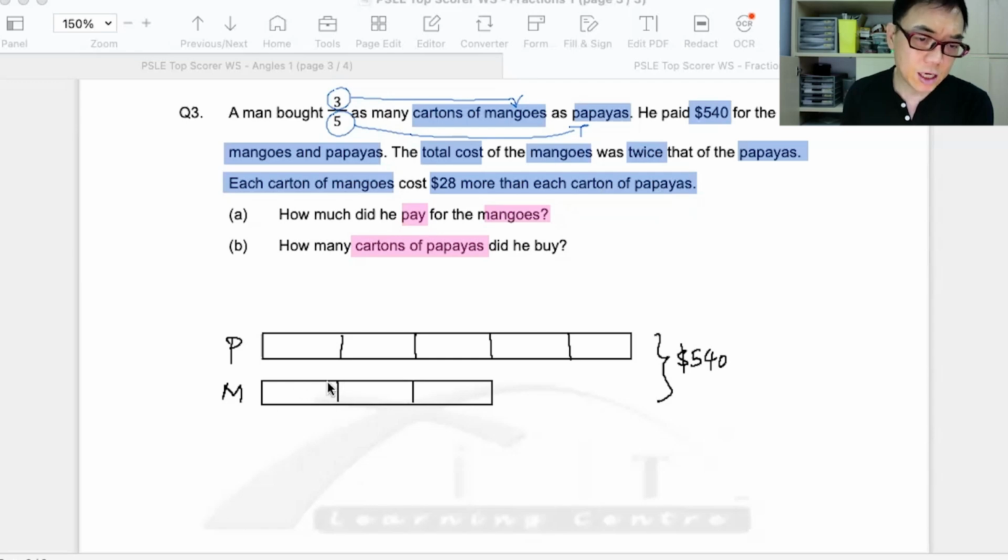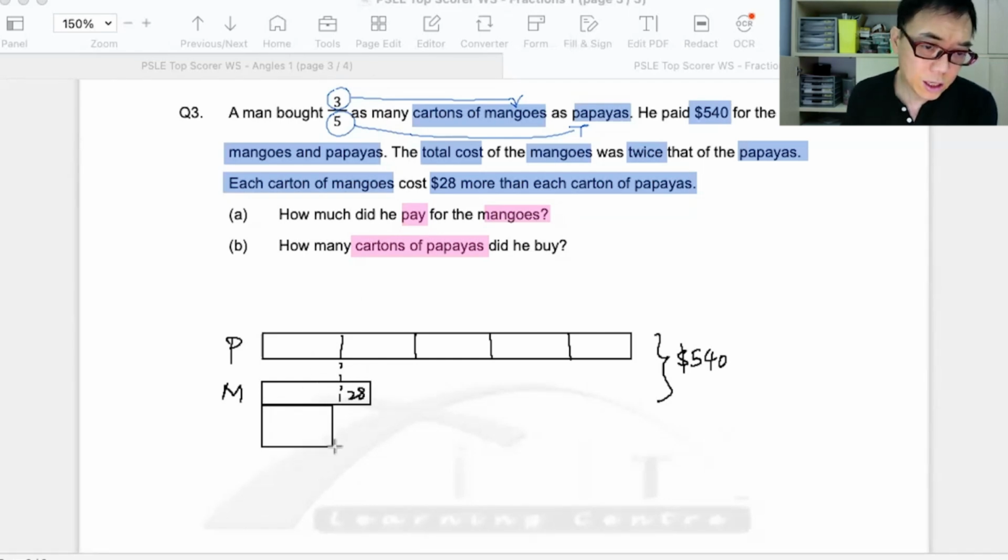So if this is a carton of mango, this model needs to be changed because the price of one carton would be different from the price of the other things. Okay, before I do that, I want to work on this. Let me just get rid of this. So while this is correct to be 5 units, we want to make this longer. Okay, and this will be your $28 more. And because there are 3 units, so I'm going to draw 2 more.